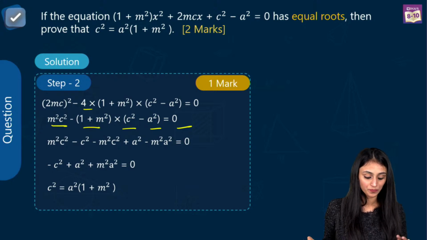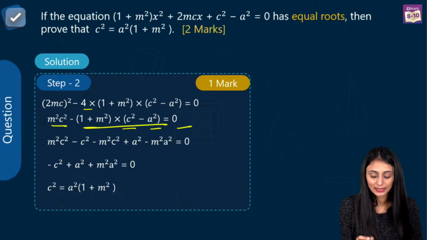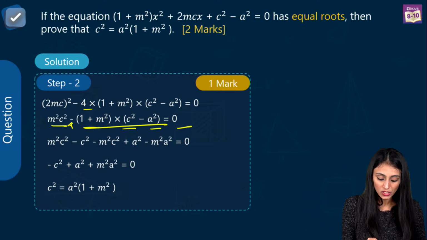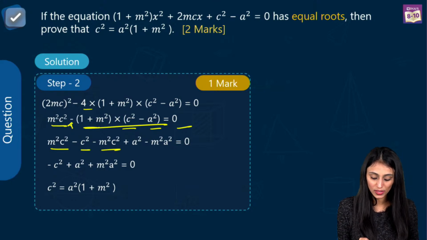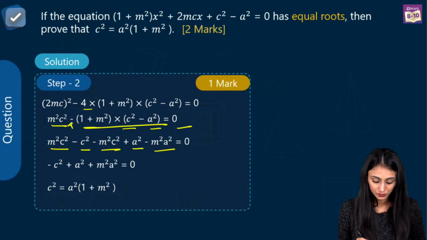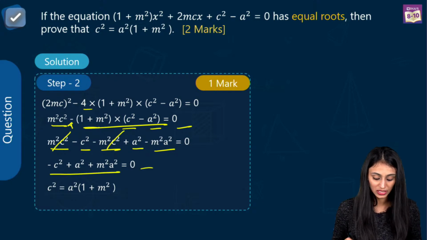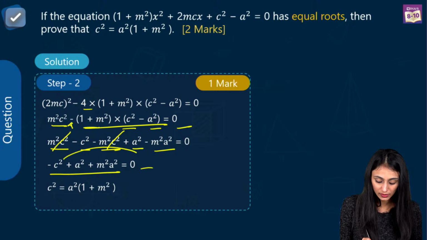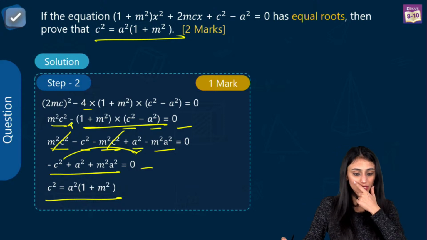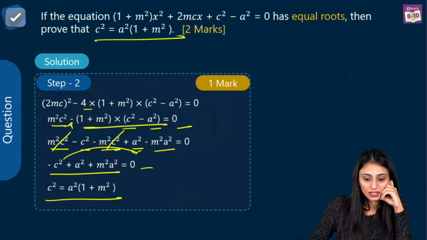All right. So here I'll simply multiply them and open it up. Be careful with the signs also, right? Because there is a negative sign here. So m square c square minus c square minus m square c square plus a square minus m square a square equal to 0. Correct? So simply from here, after simplifying, this will get cancelled, and these are the 3 terms that I'm left with. So I'll take c square to the other side. Rest terms will remain on one side. I'll take a square common so that I get this as the final result. Yes? Yes, Charvi has proved it.